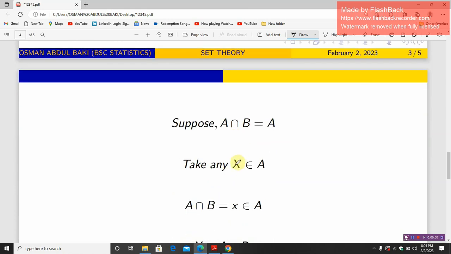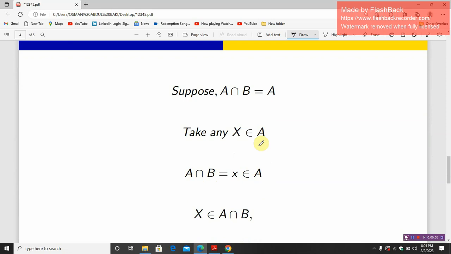Now taking any element of A, which is X. X is an element which is found in set A. Any element at all, but here we are representing any element in A as X. So now, X is an element of A. So if X is an element of A, which means A intersection B is equal to the set A, or the elements in set A. Remember, A intersection B means elements which can be found in the intersection, both set A and set B, which is equal to the elements which set A has.